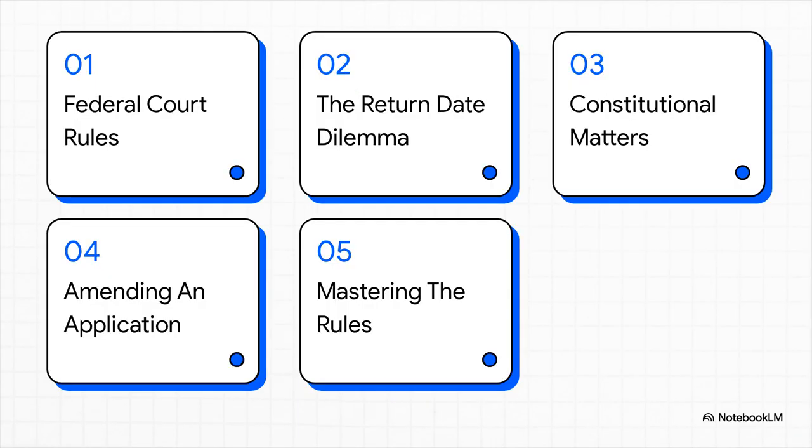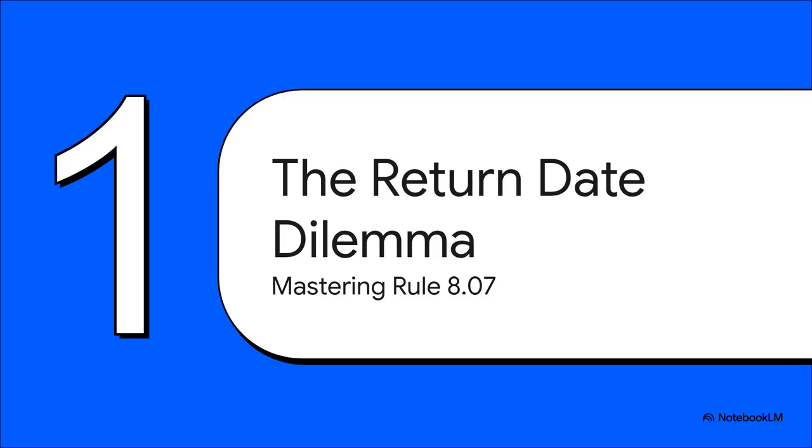So here's our game plan for today. We're going to walk through the playbook. We'll start with something pretty common, fixing the return date. Then, we'll dive into the really high-stakes world of constitutional matters, where a small mistake can have massive consequences. After that, we'll cover the super important power of amendment, and then we'll wrap it all up. Let's get into it. First up, the return date dilemma.